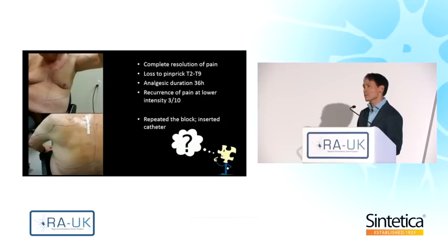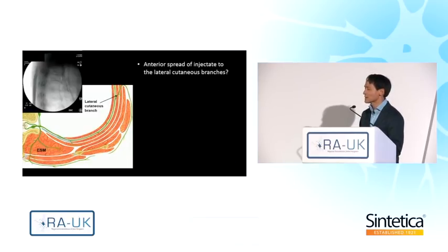How is it working? I'm getting these great results, but I can't quite explain it. One thing he did do was inject some dye and perform some fluoroscopy, and he could see the spread of local that you see over here, going up and down. So what we thought at that point, given that it perhaps was post-herpetic neuralgia, was that this was just anterior spread of the injectate to the lateral cutaneous branches.